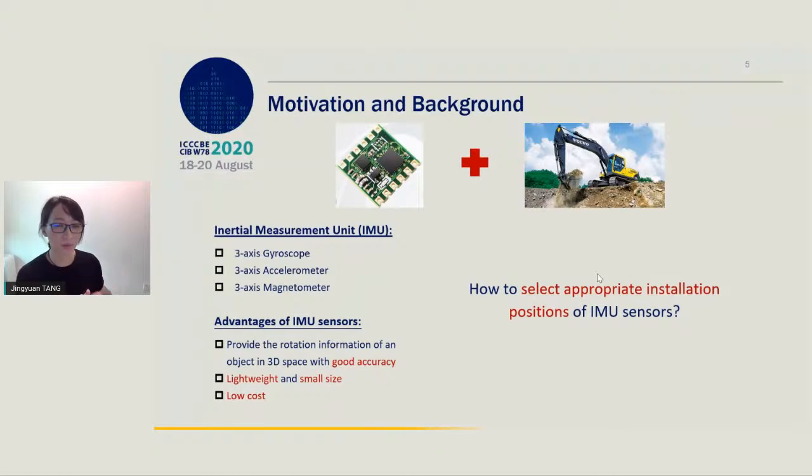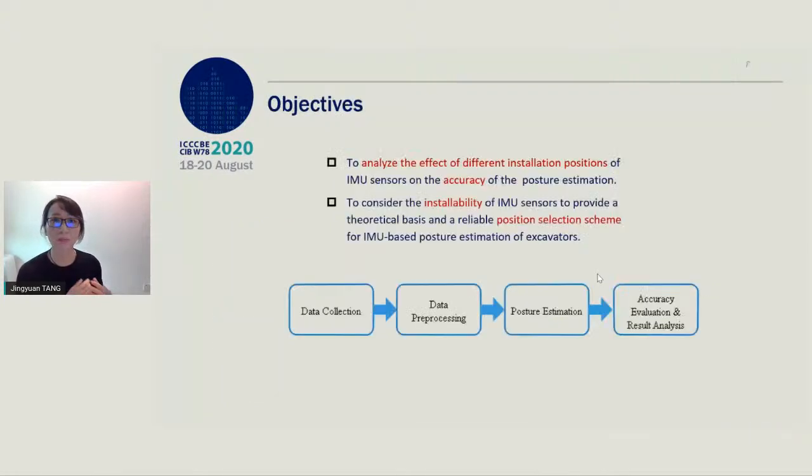The IMU consists of a gyroscope, an accelerometer, and a magnetometer. The IMU is featured by good accuracy, light weight, small size, and low cost. But when we adopt the IMU sensor on the excavator, a crucial issue to be considered is how to select the appropriate installation of the IMU sensor. That means we need to consider the IMU installation position carefully for the posture estimation as well as the instability in industrial application.